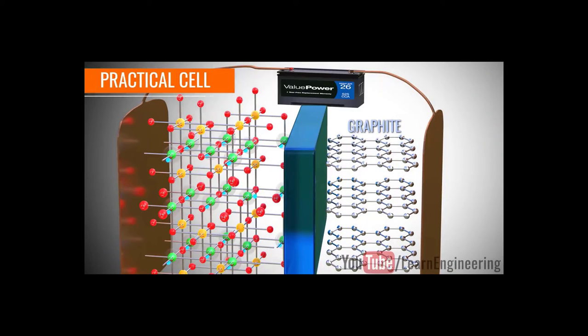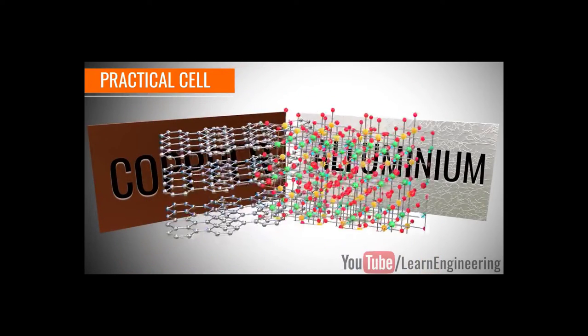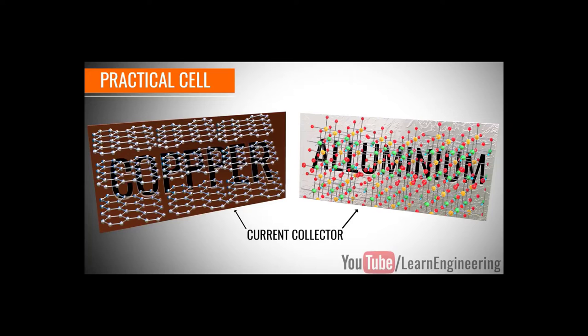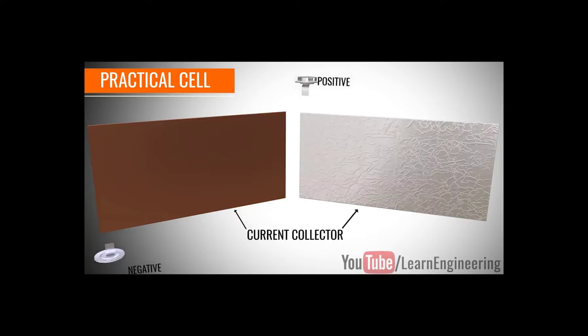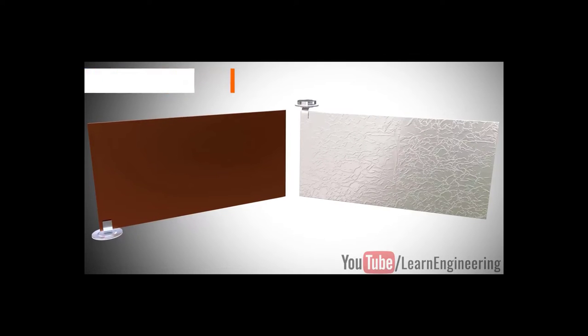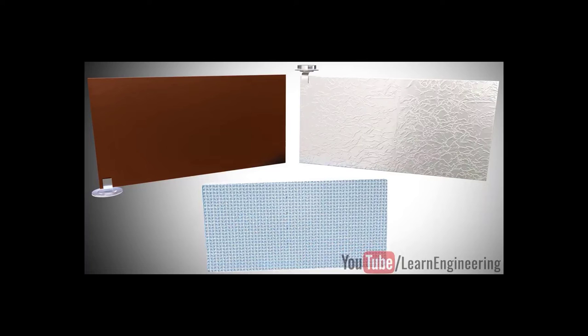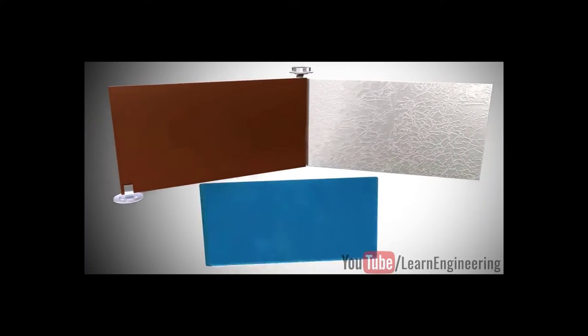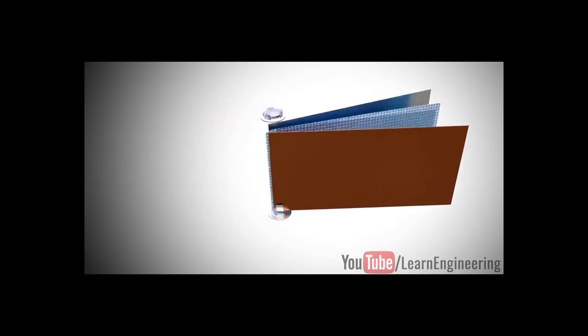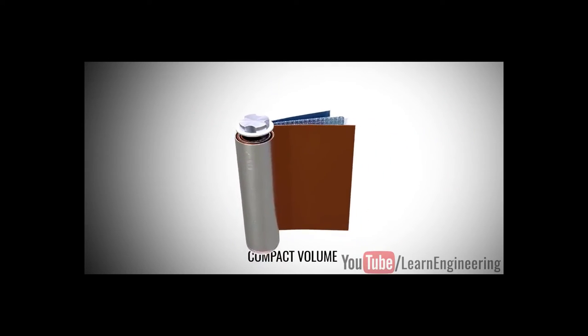In a practical cell, the graphite and metal oxide are coated onto copper and aluminum foils. The foils act as current collectors here, and the positive and negative tabs can be easily taken out from the current collectors. An organic salt of lithium acts as the electrolyte, and it is coated onto the separator sheet. All these three sheets are wound onto the cylinder, around a central steel core, thus making the cell more compact.